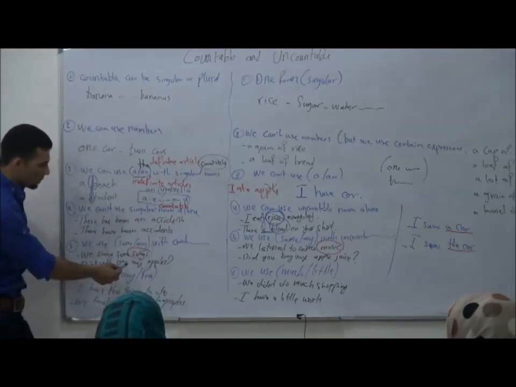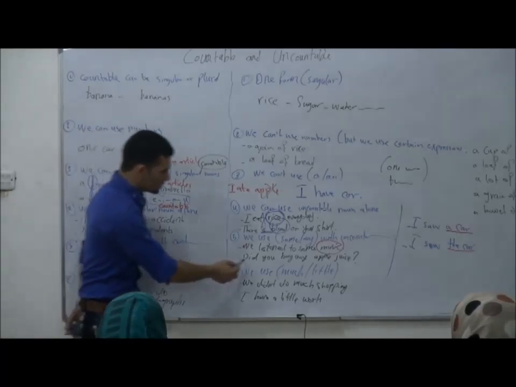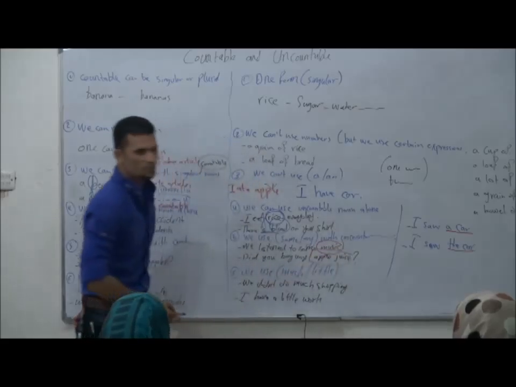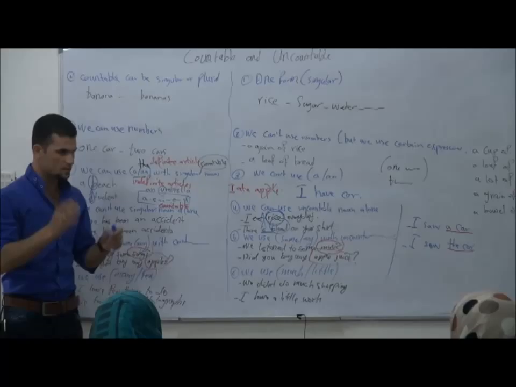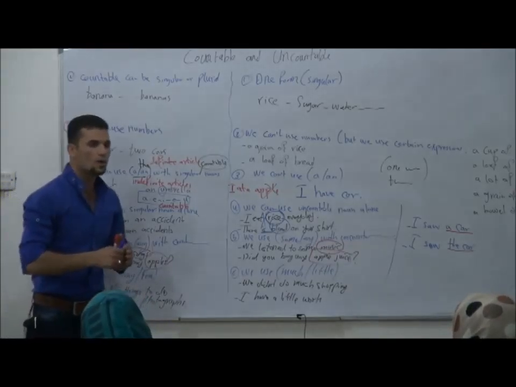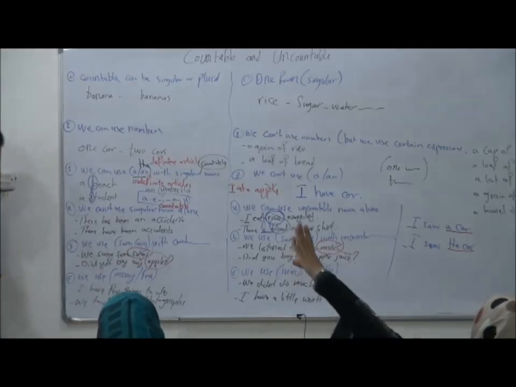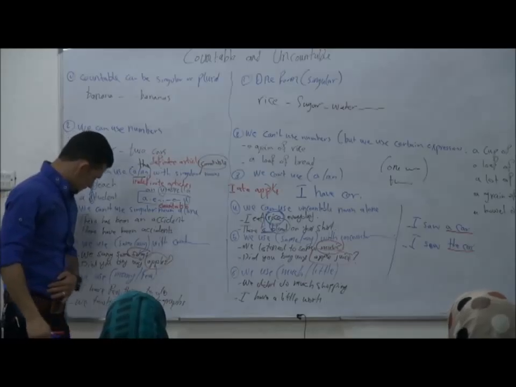Did you buy any apples? Apples are countable. Did you buy any apple juice? What's the meaning of juice? Yes, because drinks in general are always uncountable. We know them: tea and water. Yes. Thank you, Sajjal. Number six.